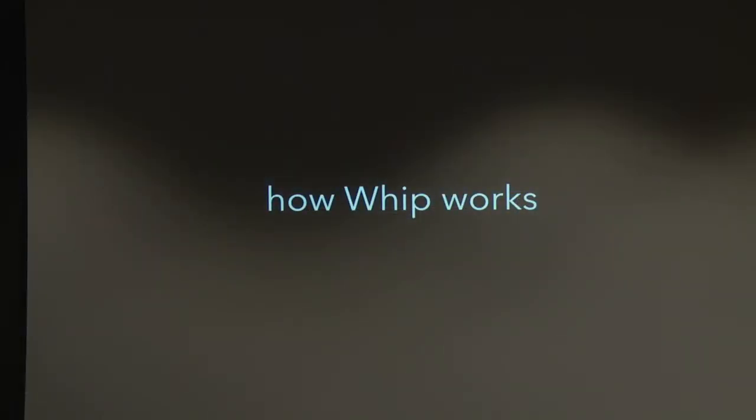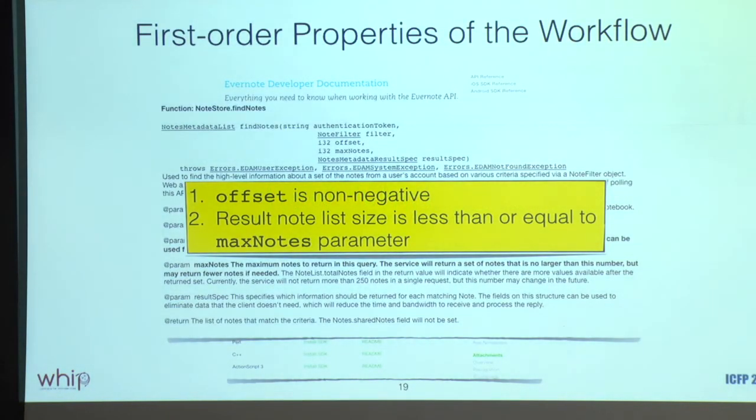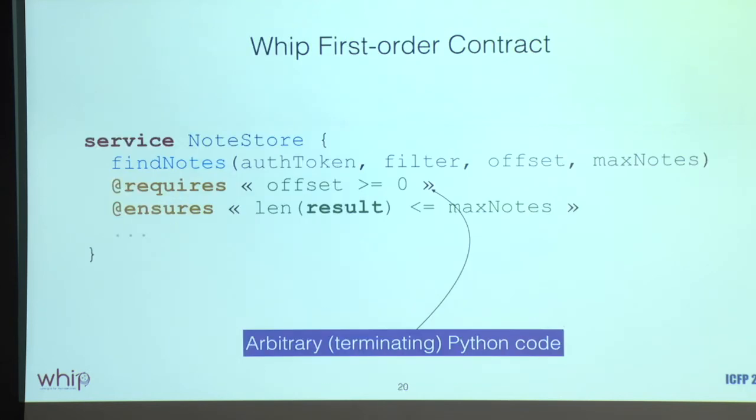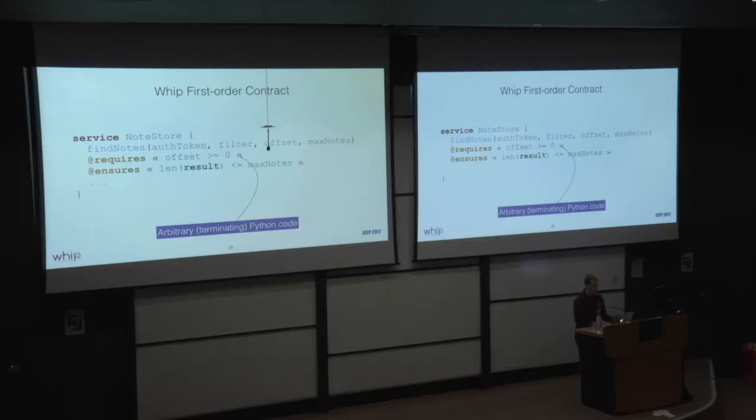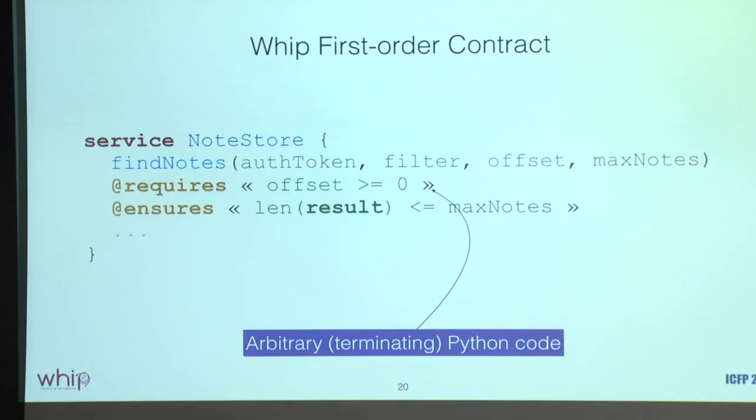So now I'm going to give you a taste of how WIP works through our Evernote example. So let's take a look at how we can encode some of the informal properties of the Evernote workflow into an enforceable WIP specification. The first kind of properties we look at are just first-order predicates that I mentioned before. So here's the WIP contract for the first-order properties. The requires predicate specifies that the offset provided is greater than or equal to 0, and the post condition uses the max notes argument to check that it's less than or equal to the resulting list size.